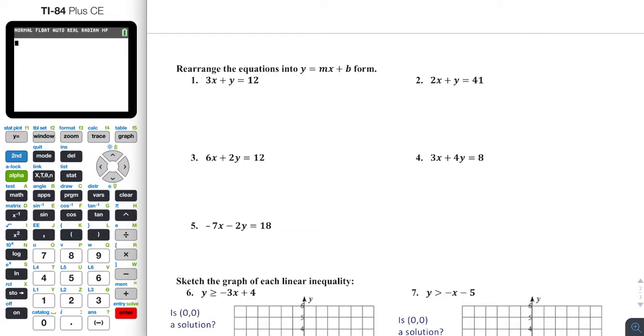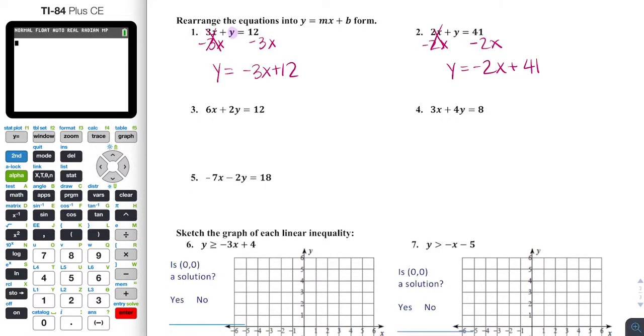All right, moving on to the next side. The next ones, we are putting them into y equals mx plus b form. We're just solving them for y, so we want to get y by itself. So in this first case, we're going to have to move our 3x to the other side. So we're going to get rid of the 3x. So that means y equals -3x plus 12. On number 2, we're going to have a similar situation. So we're going to have to subtract 2x from both sides. So y is going to equal -2x plus 41.